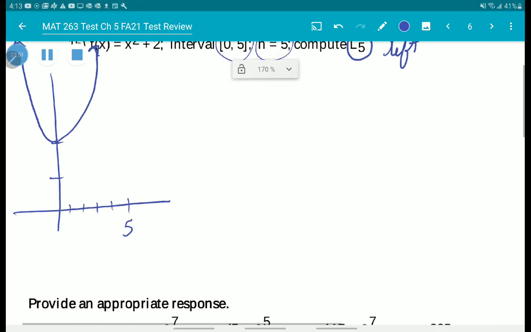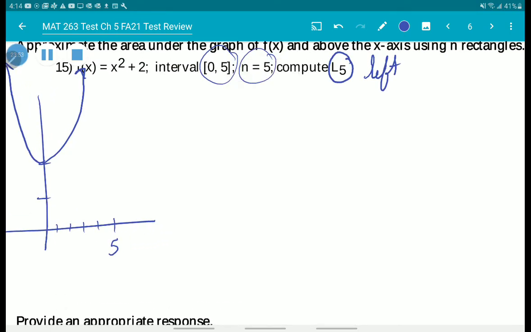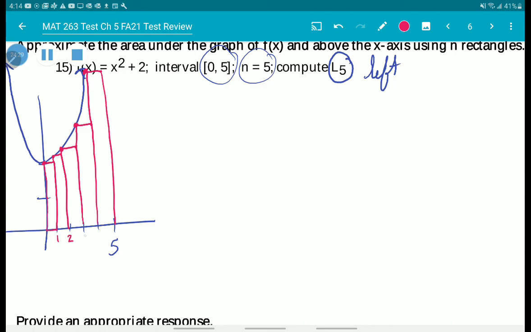So when I draw these rectangles, I'm using the left-hand side of each interval. So my first rectangle goes from 0 to 1. I'm going to use the left-hand side. I go up to the curve, touch it on the left, and draw it. Between 1 and 2, I go up to the curve, touch it on the left, and draw it. 2 to 3, I go up, touch it on the left, and draw it. Next interval, touch it on the left, and draw it. And then the last one, touch it on the left, and draw it. You can see our 5 rectangles.